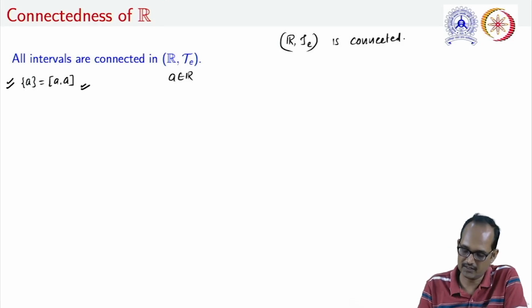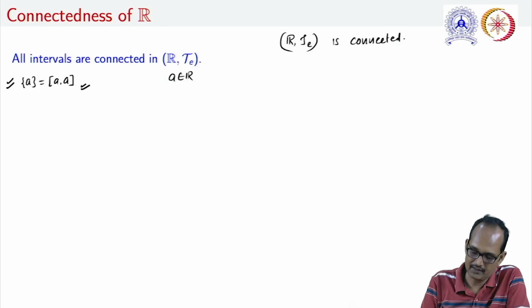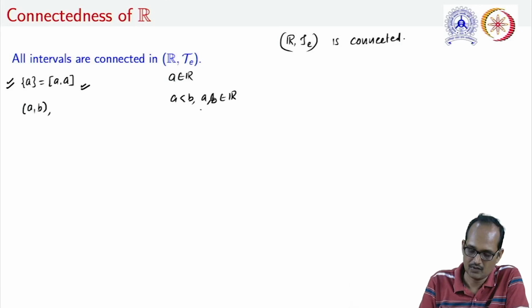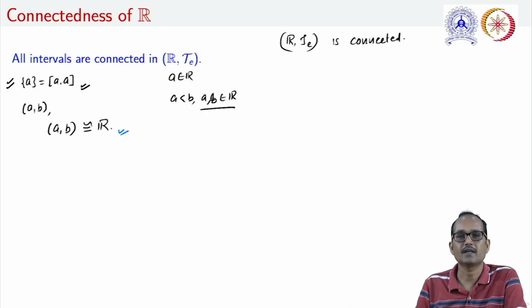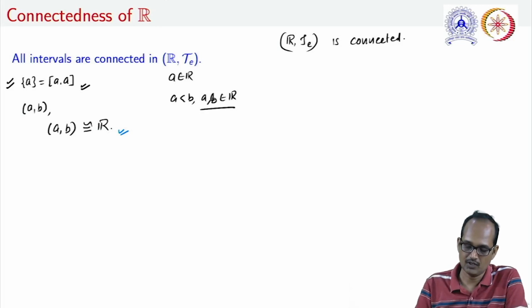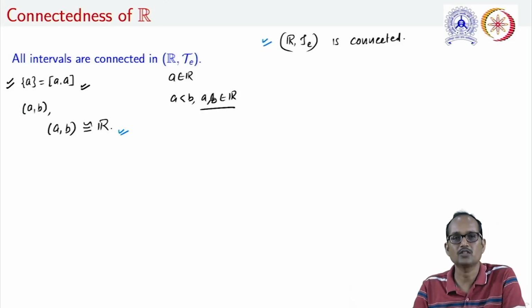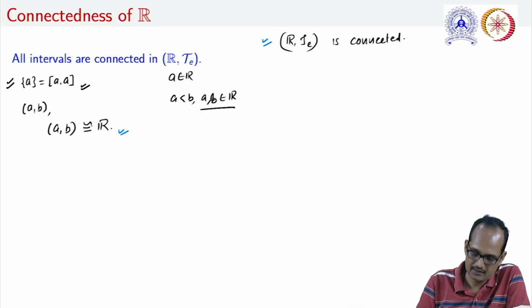Now if we are taking this open interval AB where A is less than B, and A and B are real numbers, we have already seen that this open interval AB is homeomorphic to R, and if this is homeomorphic to R, we have already seen that connectedness is a topological property. Because this real line with Euclidean topology is connected, we can say that this open interval AB is connected.